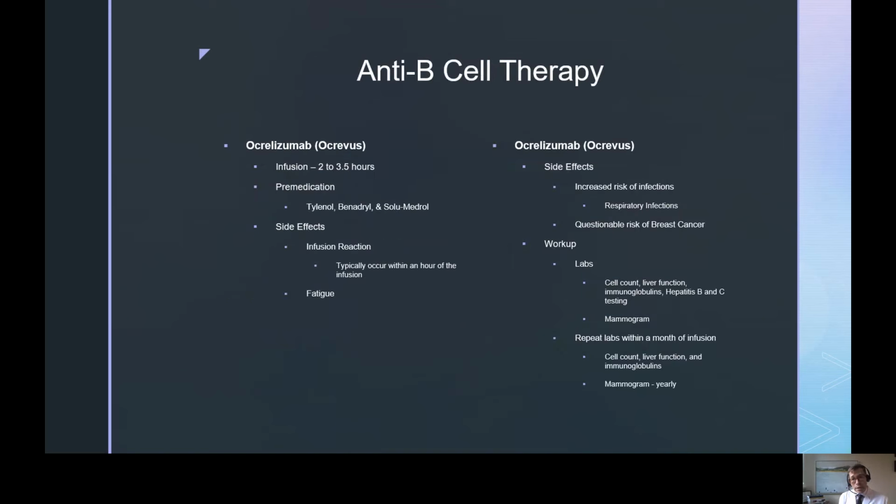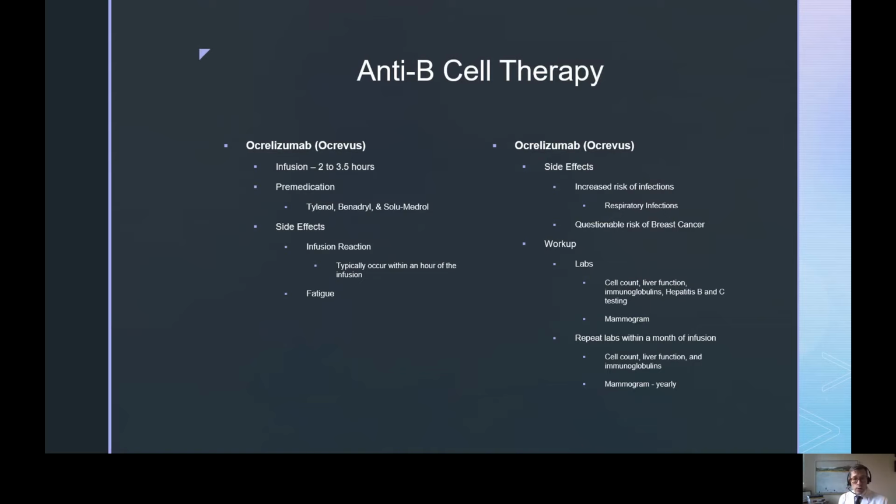Transitioning to anti-B cell therapy, there are several medications within this class. Ocrevus or ocrelizumab was approved in 2017, and that is an infusion that's typically given over 3.5 hours. But most patients are at the infusion center for 5 to 6 hours because you also do need to wait at least an hour afterwards to make sure you do not have an adverse reaction.